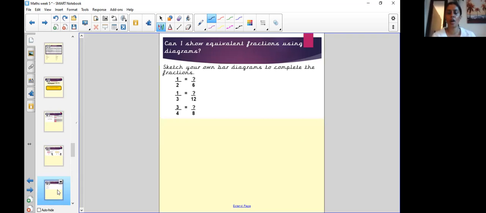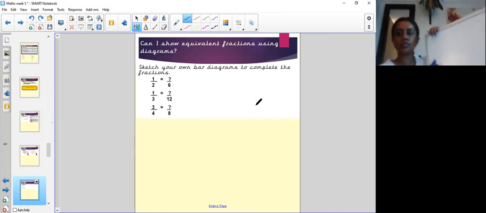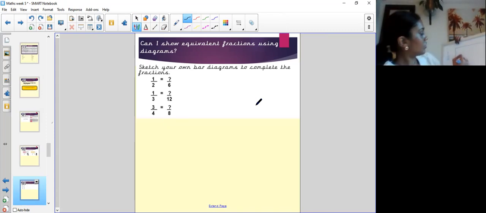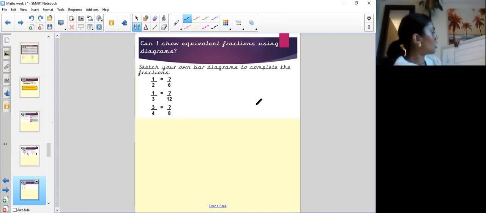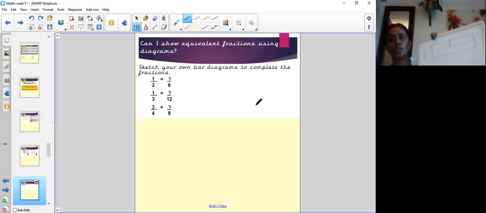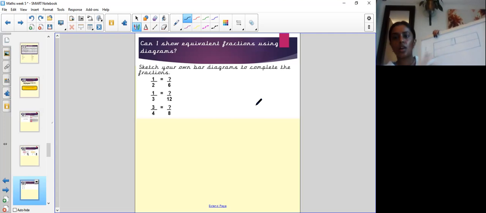So it says sketch your own bar diagrams to complete the fraction. So I've got my board here, and I'm going to expand my screen just a little bit so that you can see what I'm about to show you. So on my board over here, I am going to start off with the half. So I'm going to draw, and I'm going to split my box. Here I'm going to make a half. So here's my half. Oh, that's not the best actually. Let's go a little bit across. So there's 1/2. So this is a half and this is a half.